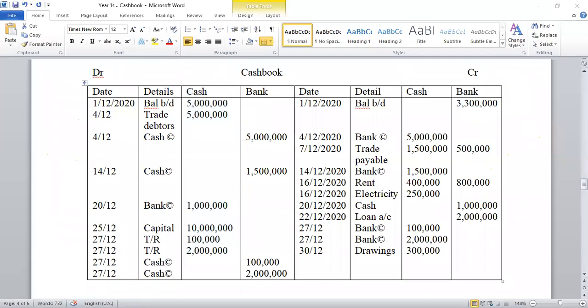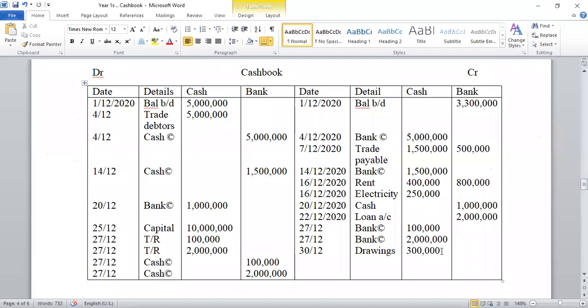So with me, on my debit side, I have a total of 23.1 million. I don't know what you have. I have 23.1 million.